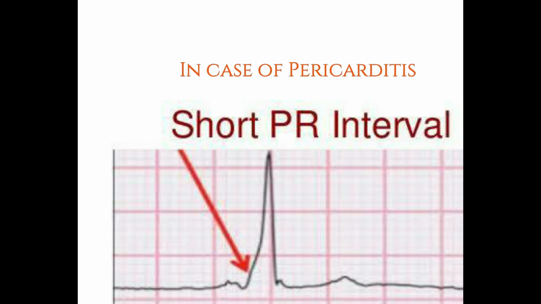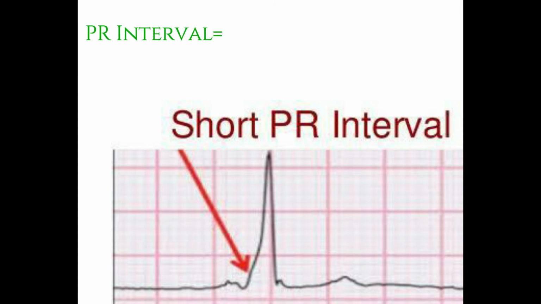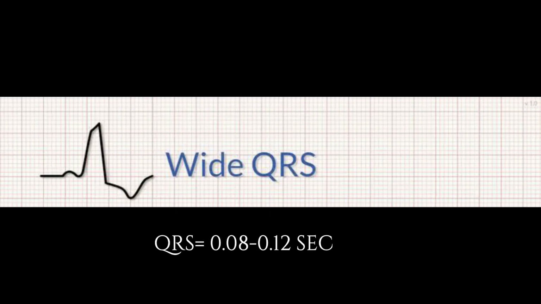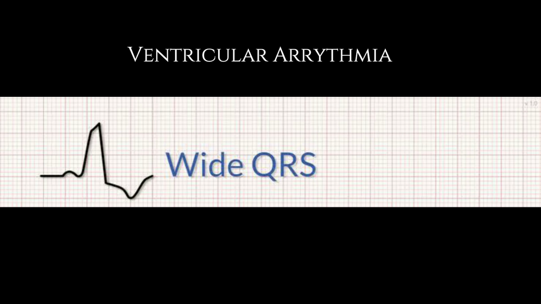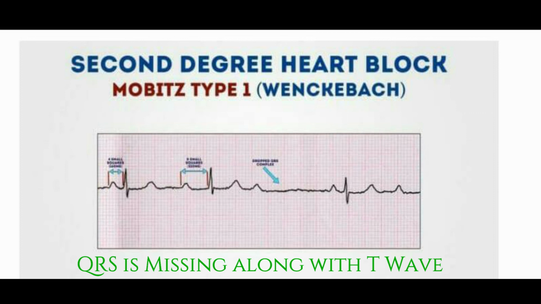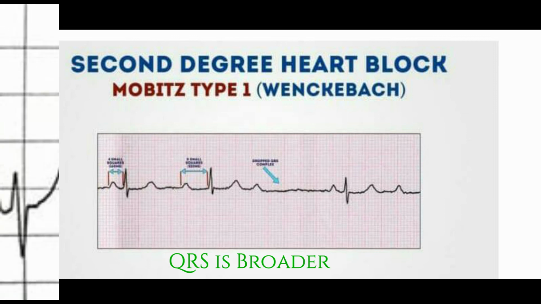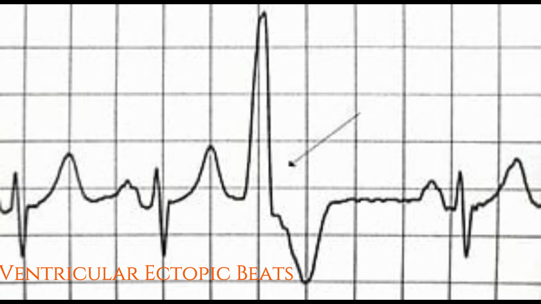In case of pericarditis, the PR interval is reduced from its normal length. The normal length of the PR interval is 0.12 to 0.2 second. Normal QRS length is 0.08 to 0.12 second. In ventricular arrhythmia, usually the QRS is prolonged. In case of secondary heart block, the QRS is missing along with the T wave. We also find the QRS is broader in case of ventricular ectopic beats.